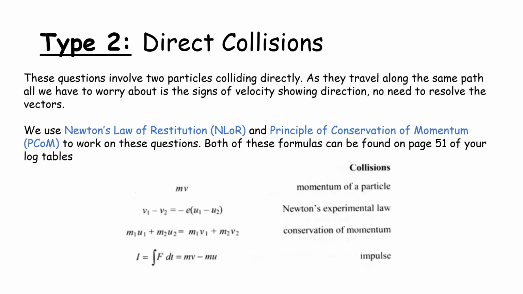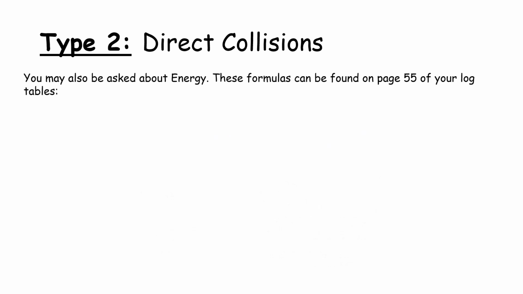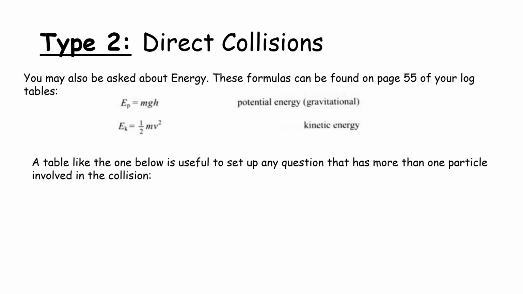Both of these are on page 51. So we're going to use Newton's experimental law, I'll call that Newton's law of restitution, and the conservation of momentum. You could also be asked about energy. So the two energy formulas that we could possibly need are potential energy mgh and kinetic energy a half mv squared, and these are both on page 55.